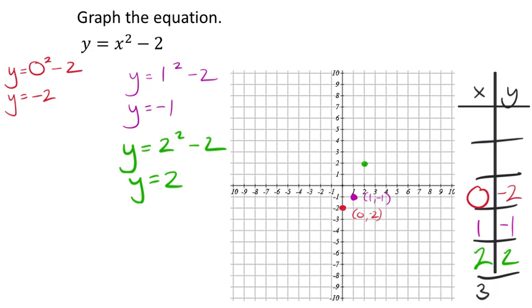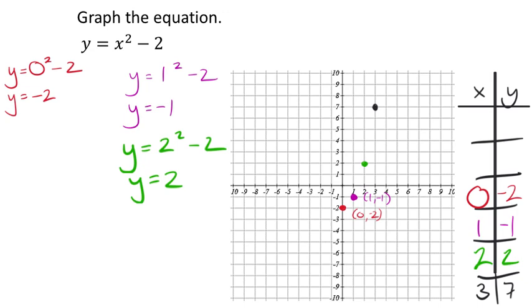Now, I'm not going to show the work for this, but again, 3 on the last example did not work, but it will work for this one. 3 times 3 is 9, and then minus 2 would be 7, so you end up with this ordered pair at 3, 7.